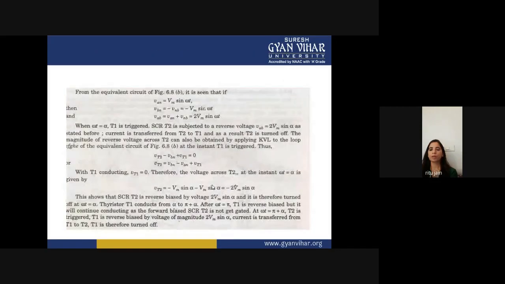So this is all about your midpoint type converter. Okay.